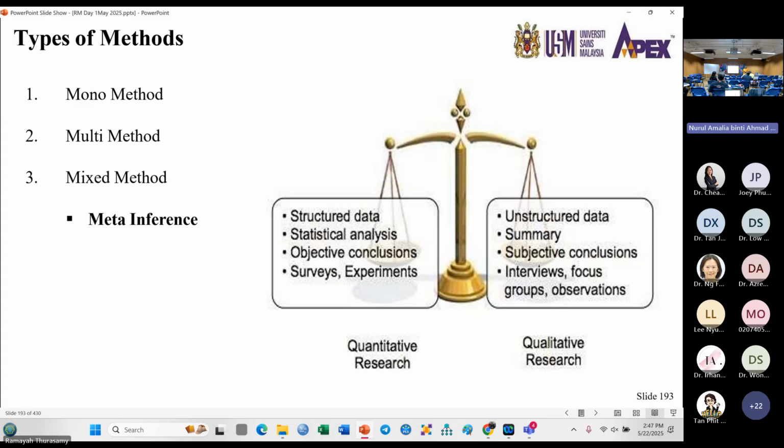Multi method. The primary data also quantitative, field data, we consider as multi method. If we collect primary data, also collect secondary data, no, that's not multi method. That is for validation. That's not multi method. Okay, like this. Let's say we do qualitative.